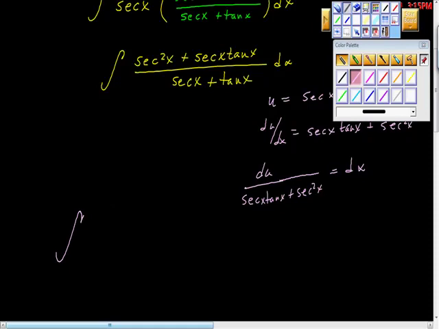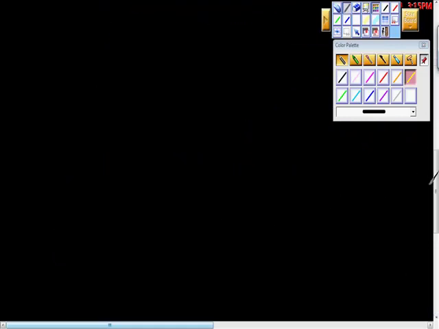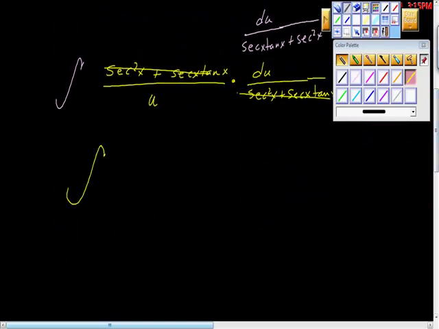We would get secant squared x plus secant x tan x all over u, since u equals this piece here, times du over all this secant squared x plus secant x tan x. And lo and behold, this cancels and this cancels, and we have du over u, don't we? That should give us a really happy face, because when we see this, we know we have ln.